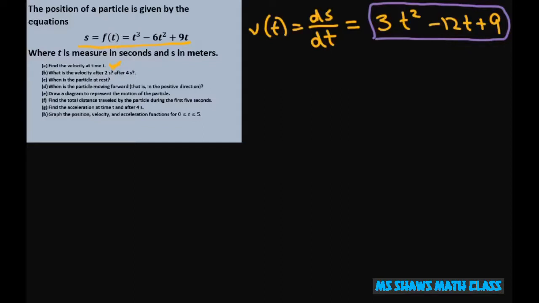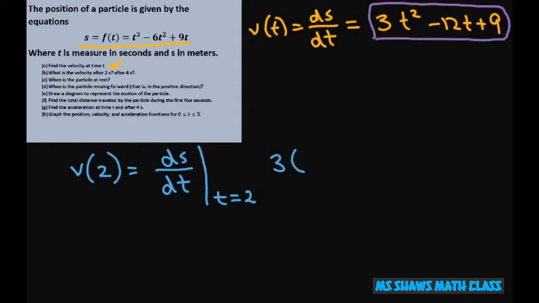Now they want to know what is the velocity after 2 seconds, after 4 seconds. A good way to write this is the velocity evaluated at 2 equals the derivative of s with respect to t, and you write a line here and say we're evaluating at t equals 2. Then you fill it in. That's going to be 3 times 2 squared minus 12 times 2 plus 9, and that's going to equal negative 3 meters per second.